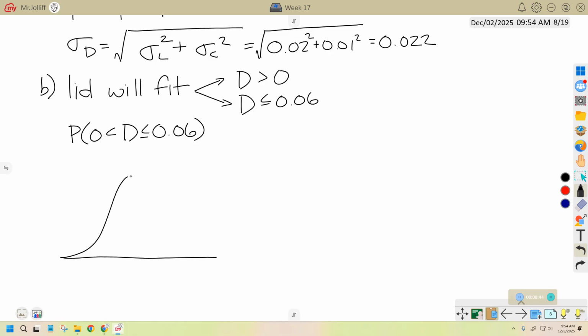We draw our nice, pretty normal distribution. We are looking at a distribution for D. Mean is in the middle, 0.02, and then 3 hash marks in either direction. Going forward, I'm adding the standard deviation. Backwards, I'm subtracting it. So forward, I'm adding 0.022.